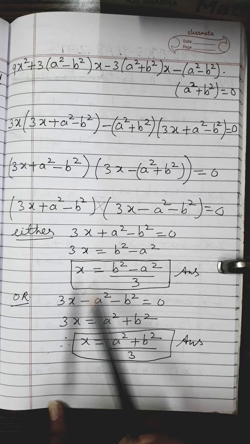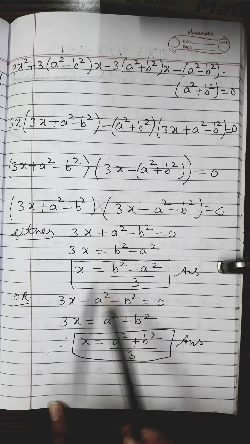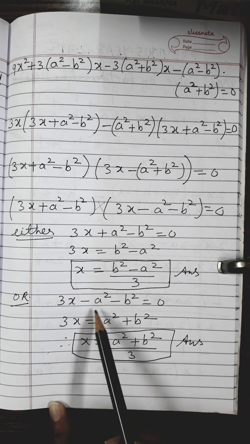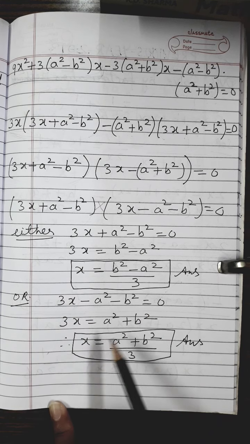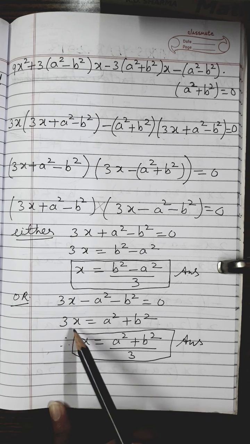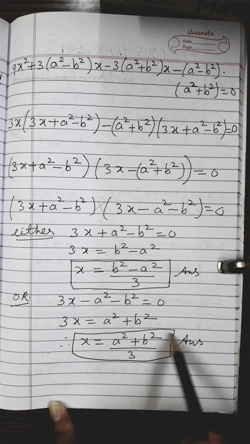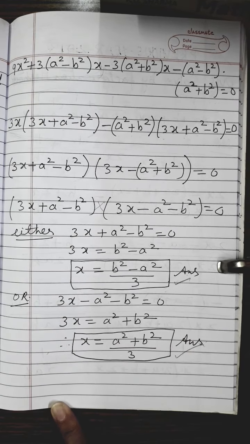Now come to the second answer. This was your second term. This also I will put as equal to 0. 3x minus a square minus b square equals to 0. I will solve this equation for x. So I will bring minus a square minus b square to the right side. So I get 3x equals to a square plus b square. Next step, x will be equal to, bring this 3 to the right side. It will become a square plus b square upon 3. So this is your second answer for x. So this is the first answer, this is the second answer. You have obtained two values of x.